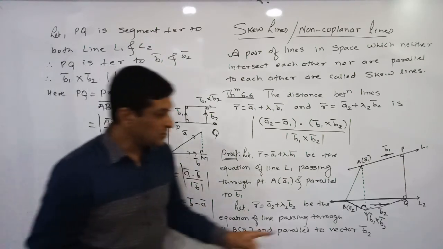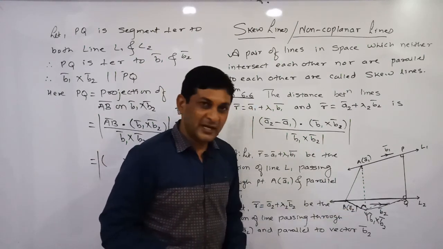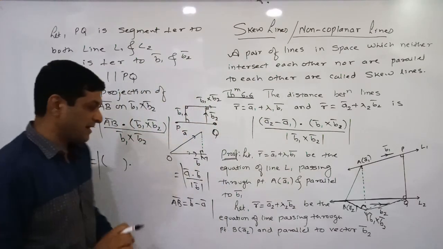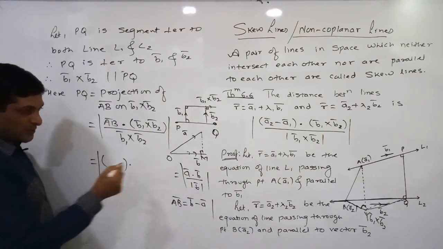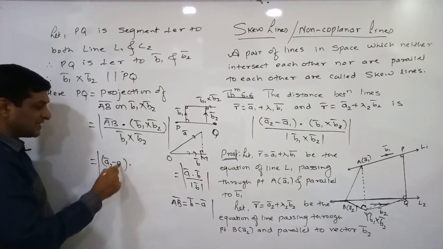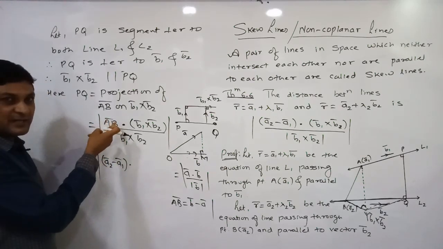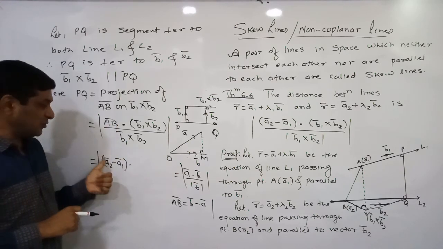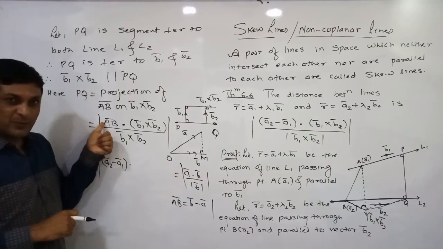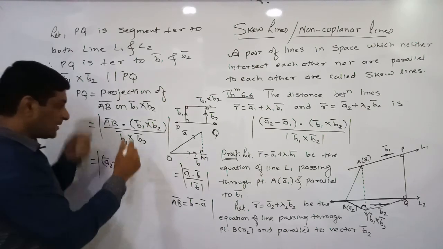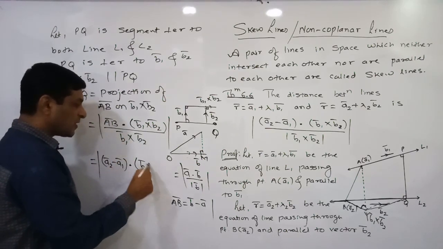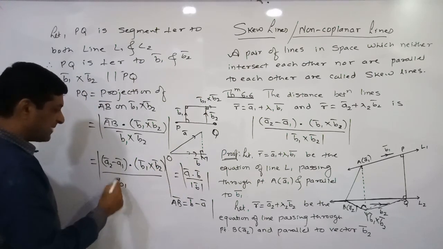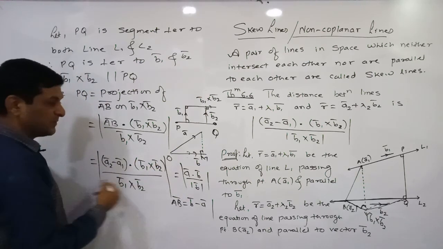But here the position vector of point B is denoted by A2 bar, and the position vector of point A is denoted by A1 bar. So instead of B bar minus A bar, we get A2 bar minus A1 bar. So AB bar can be written as A2 bar minus A1 bar, dot B1 bar cross B2 bar, keep it as it is. And in the denominator, magnitude of B1 bar cross B2 bar, also keep it as it is.